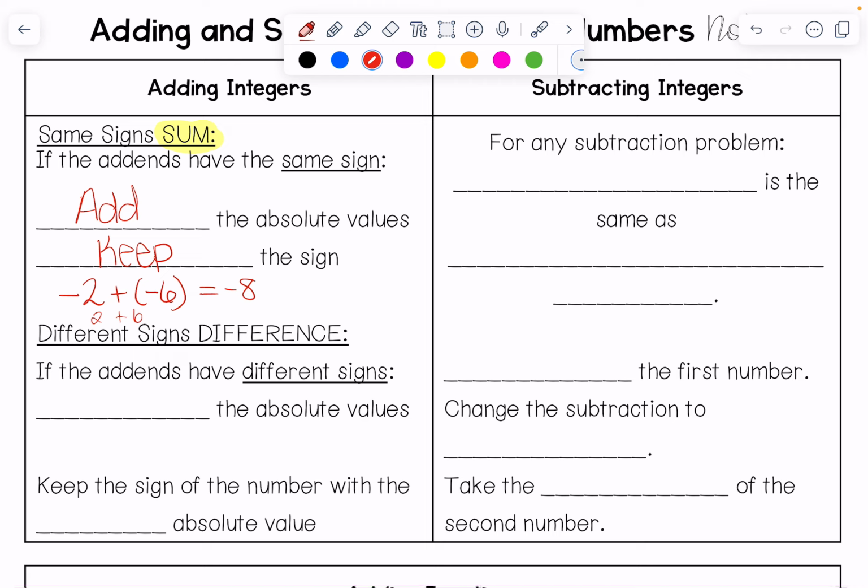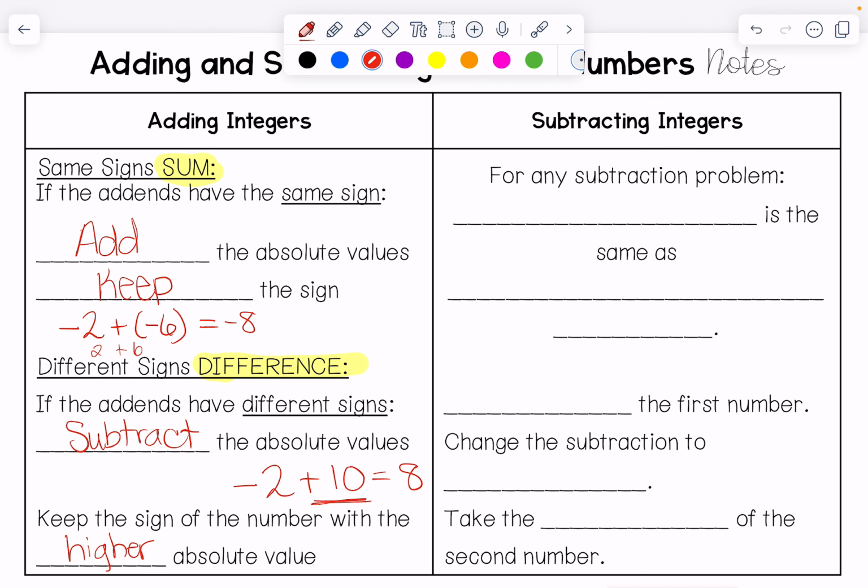When I have different signs, then I'm going to be looking for the difference. So here I would be subtracting the absolute values and keep the sign of the number with the higher absolute value. An example here could be something like -2 plus 10. Well, I have a negative plus a positive, so I have different signs. So what I really end up doing is subtracting 10 minus 2 to get 8. The 10 has the higher absolute value and it's positive, so my answer is positive.